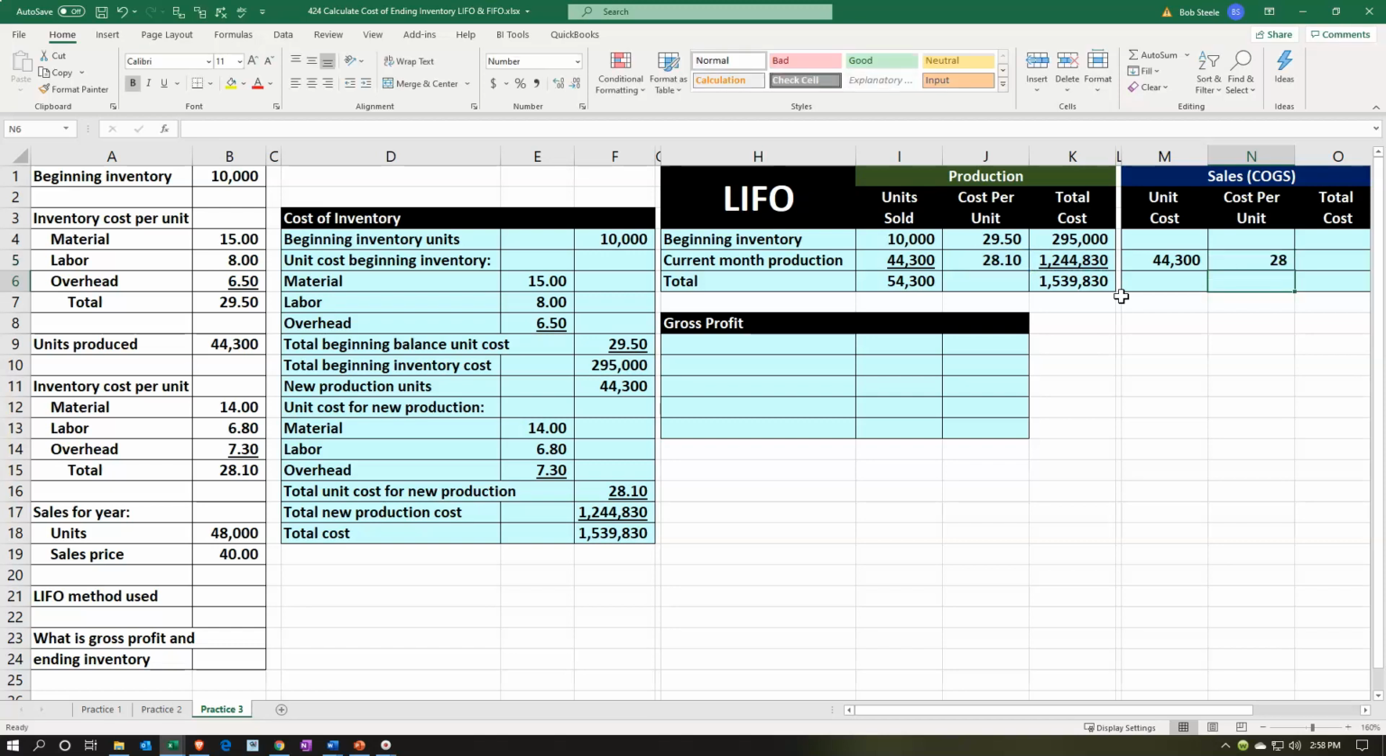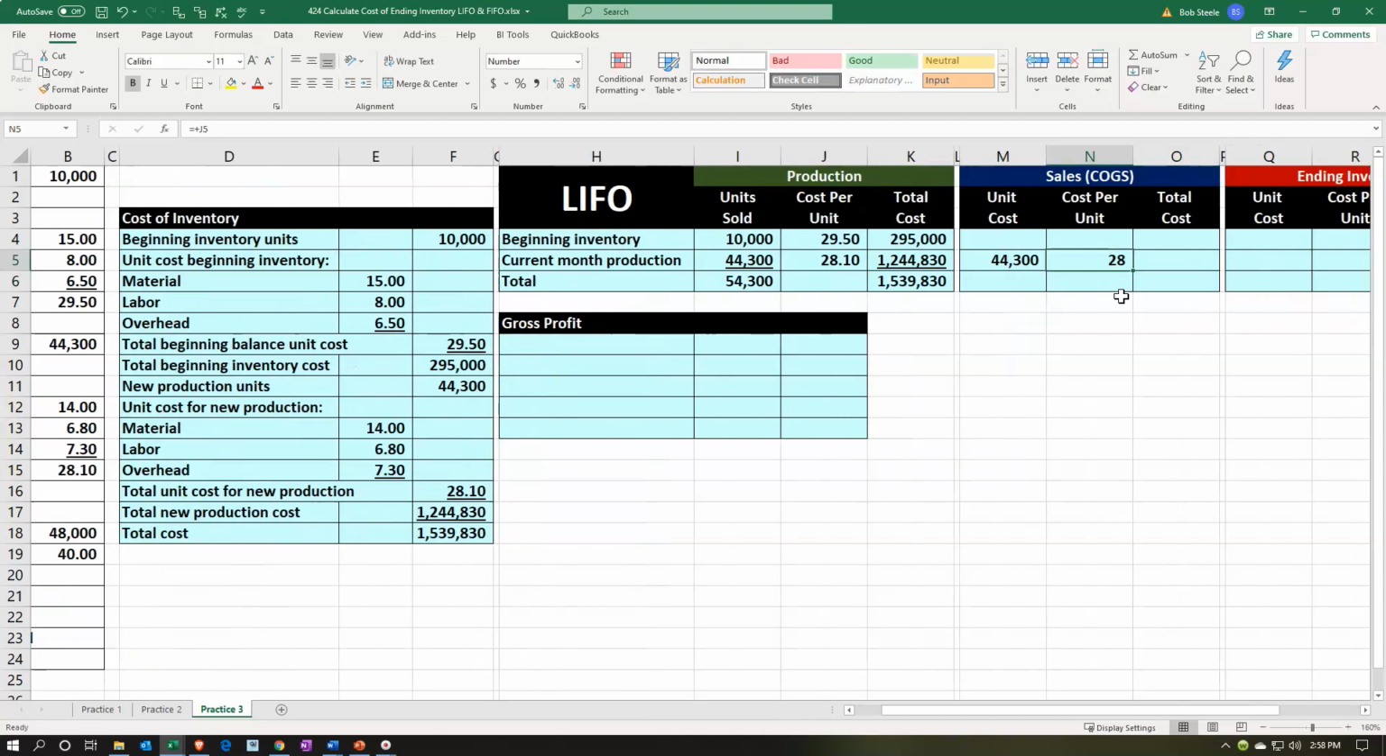We sold the later units. They just happen to cost less than the earlier units. Let's add some decimals. Home tab, font group, adding a few decimals, putting the pennies in. Then we've got the 44.3 times the 28.10.